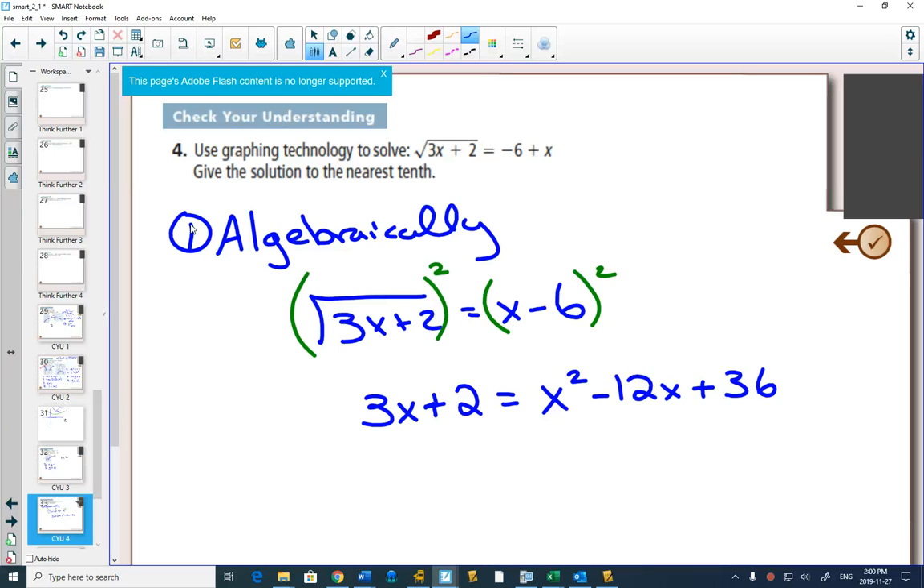Now we analyze our new equation. What kind of equation is it? It's a quadratic function. How do you solve a quadratic function? You make one side equal to 0. So 0 equals x squared minus 3x minus 15x, subtract 2, plus 34.